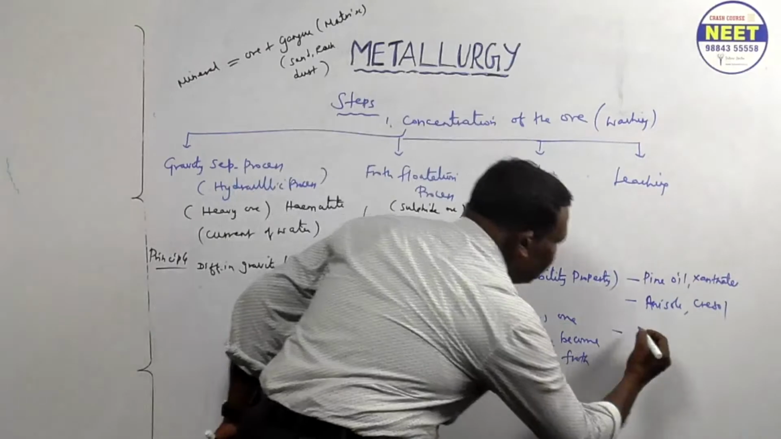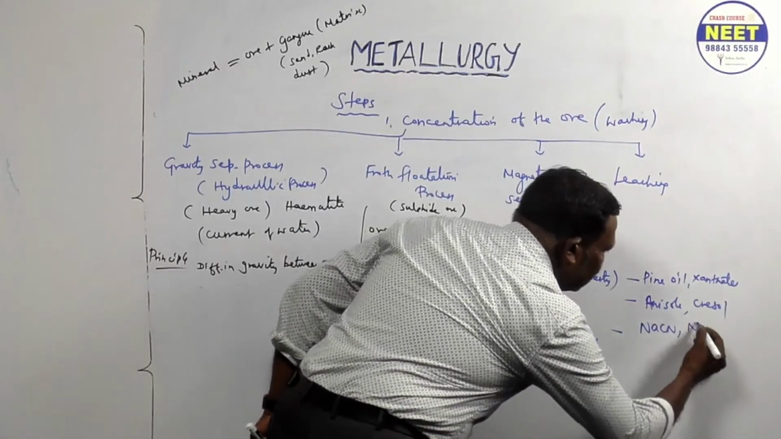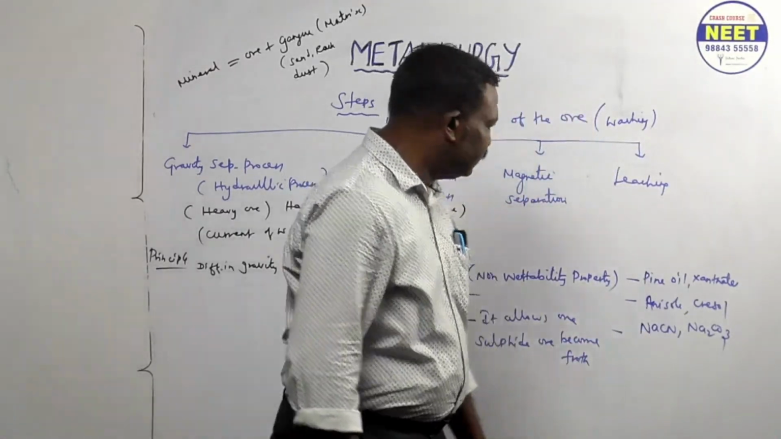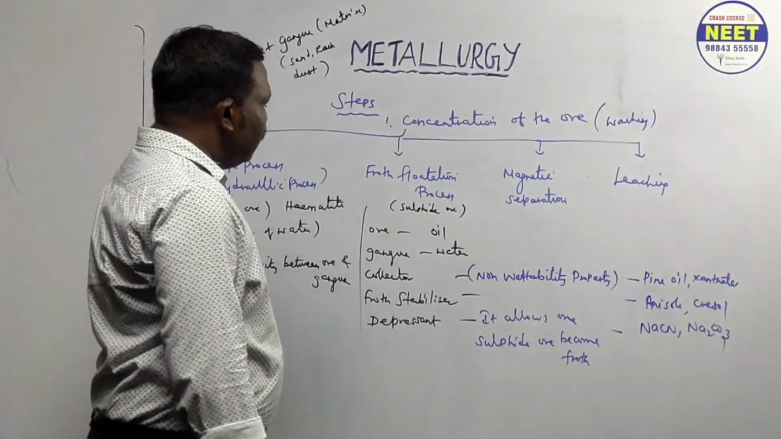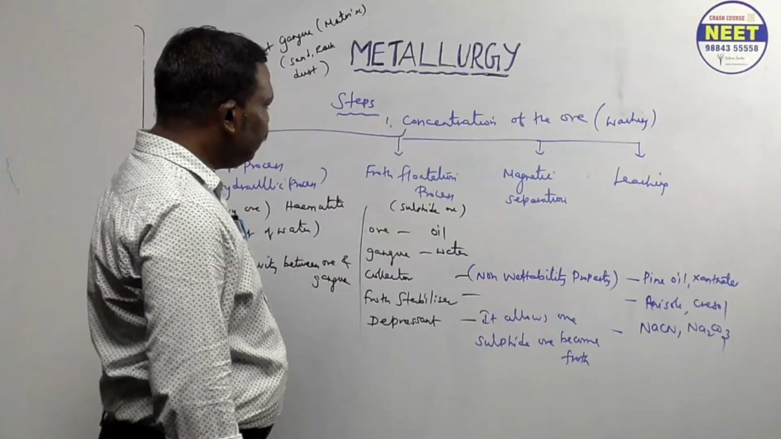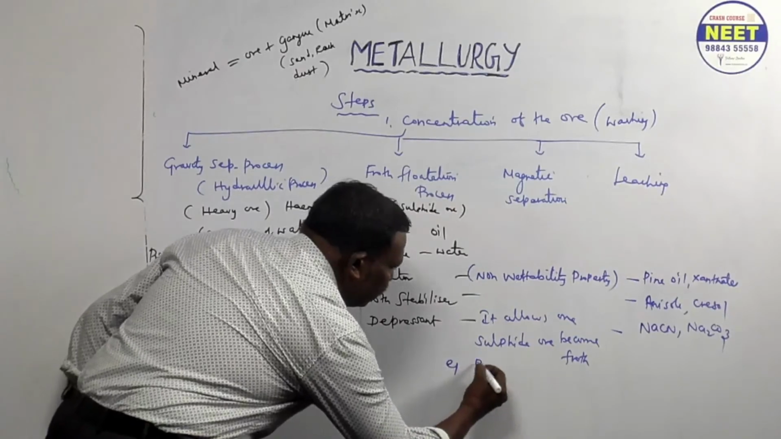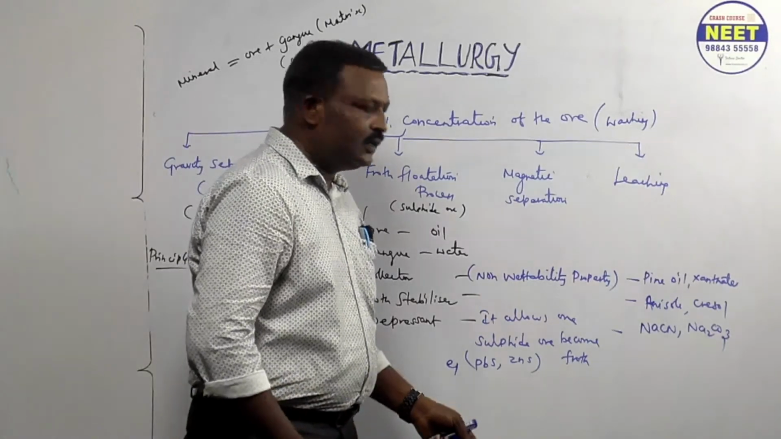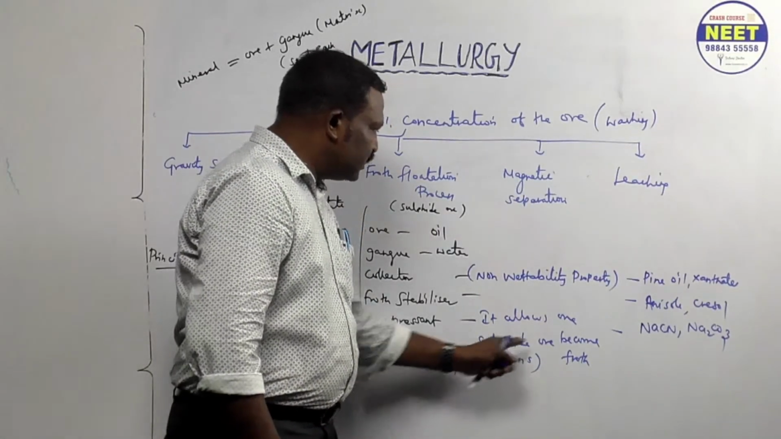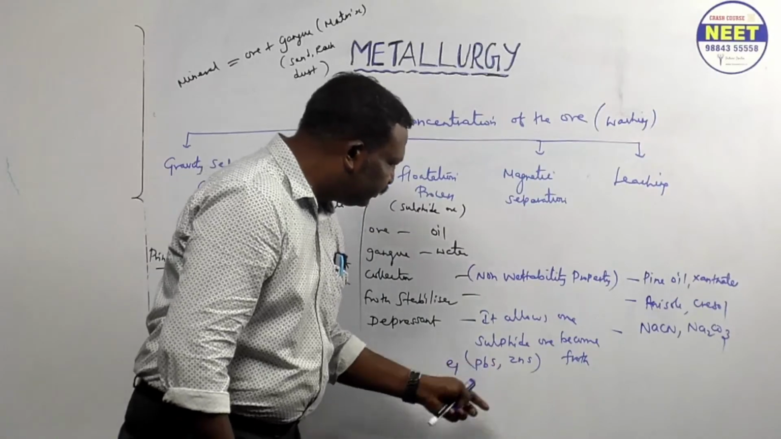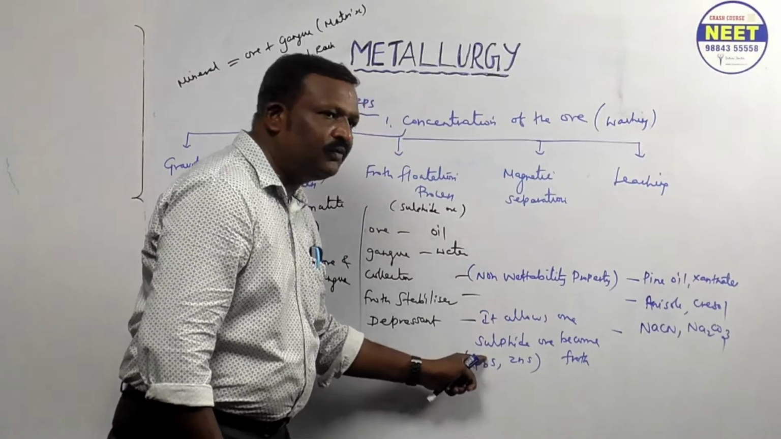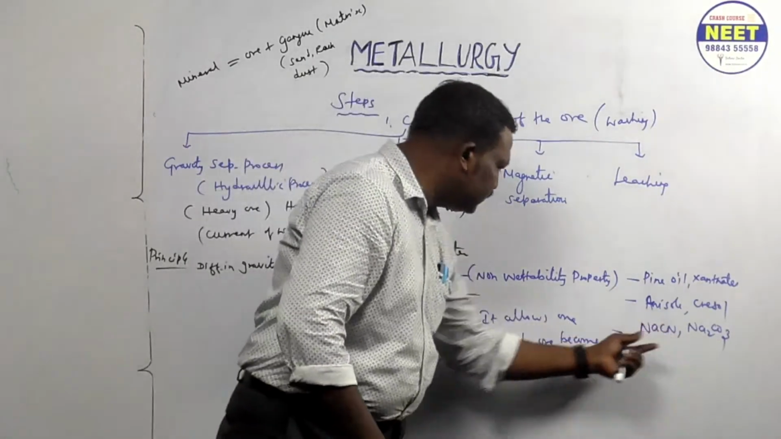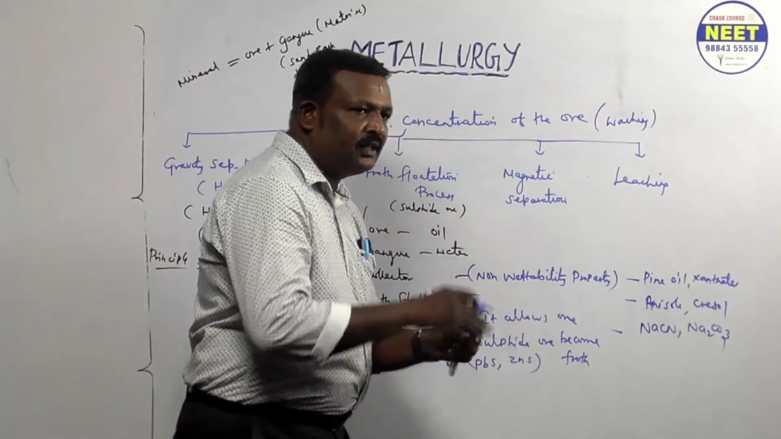Depressant means, the best example is sodium cyanide, and sodium carbonate is also given. Especially sodium cyanide is the best example. For example here, PbS and zinc sulfide ore, two kinds of ore are there. If you add sodium cyanide, it allows PbS to form froth. NaCN combines with the other one to form a salt, so it will settle down.